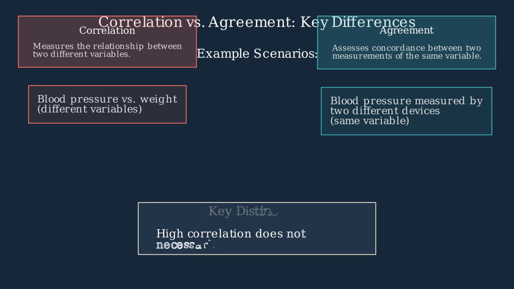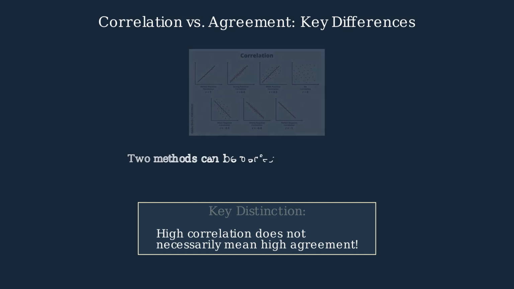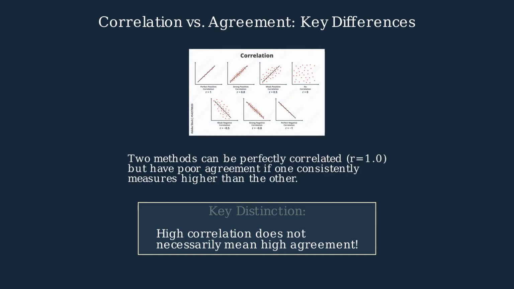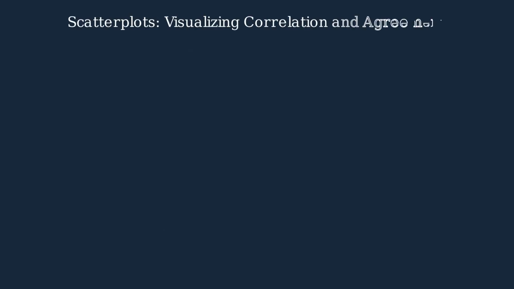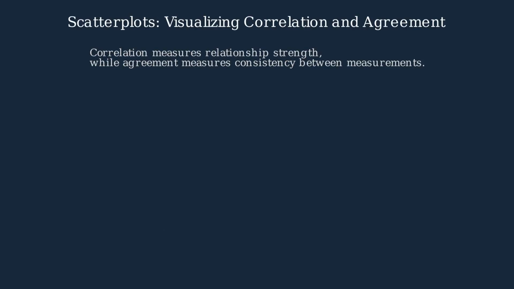The most important distinction to remember is that high correlation does not necessarily mean high agreement. For example, two measurement methods might show a perfect linear relationship, demonstrating strong correlation, but if one consistently measures higher than the other, their agreement would be poor. When selecting metrics for your research, understanding whether you need to measure correlation or agreement is essential for valid and reliable results. Scatter plots help us visualize the difference between correlation and agreement.